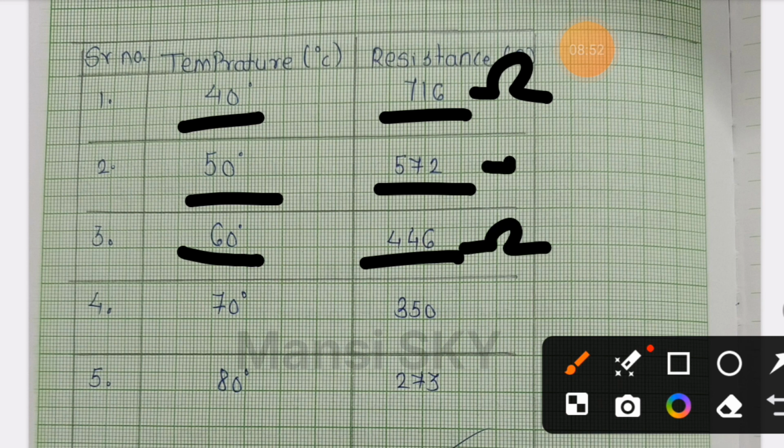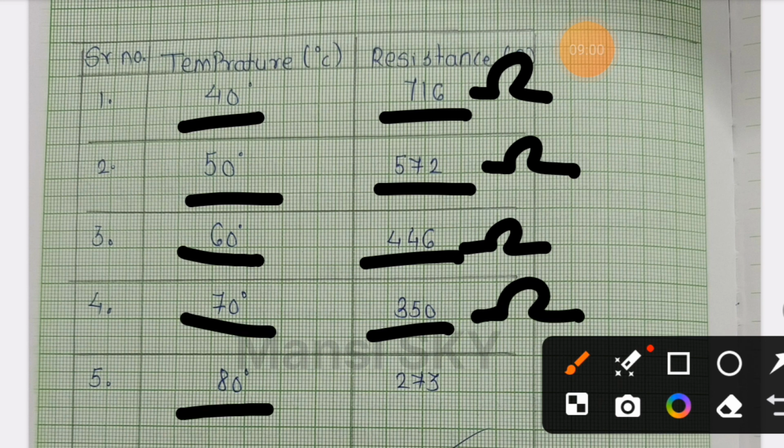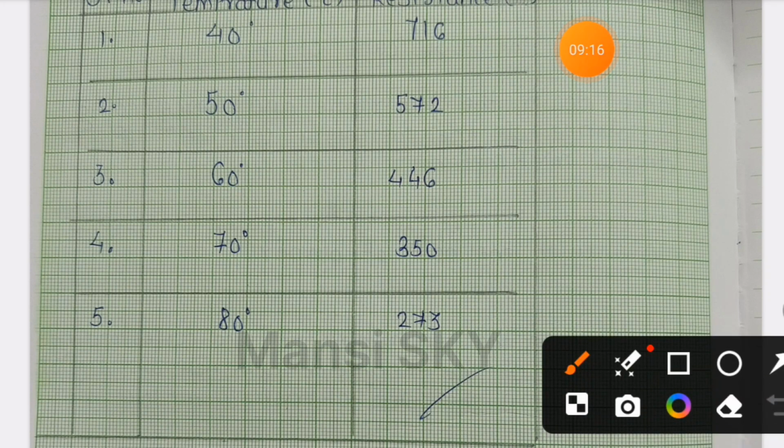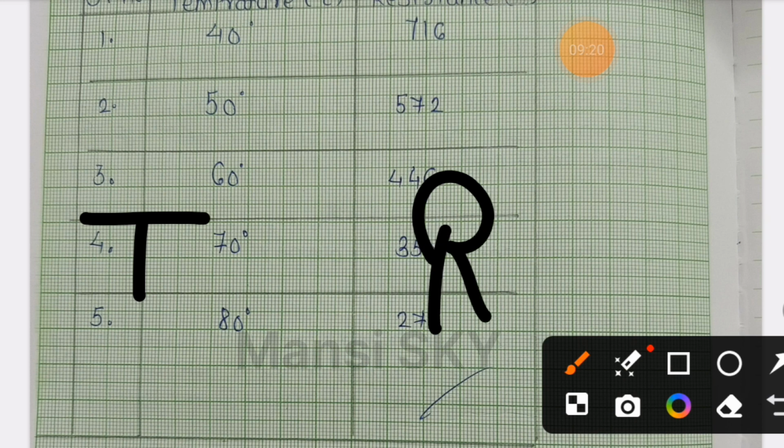Okay, then at 70 degrees we got 350 ohm. Then at 80 degrees we have 273 ohm. Okay, by observing this table, what do you get? We can see that as the temperature increases, we have temperature T and resistance R, when temperature increases, the resistance decreases.